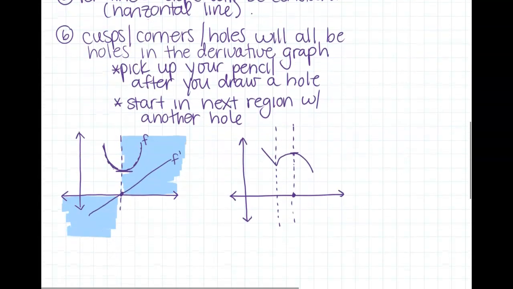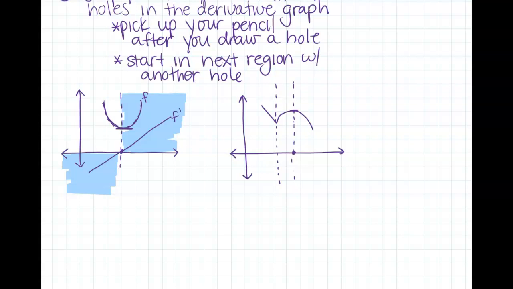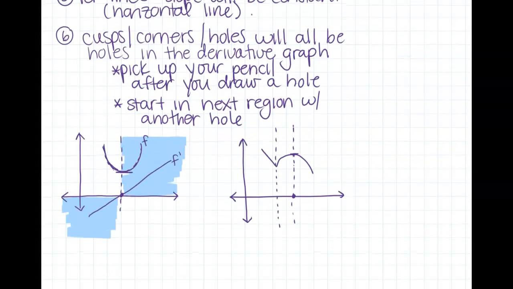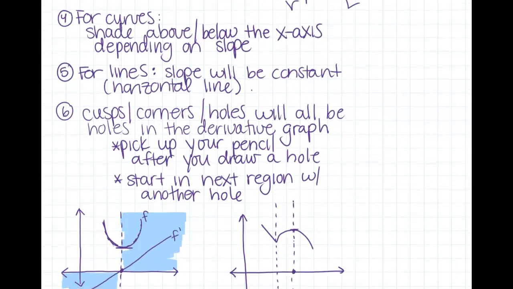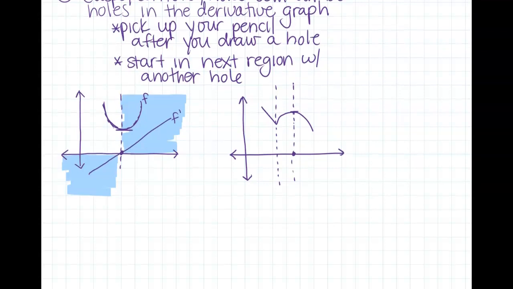For lines, slope will be constant. So really now we can just go left to right, okay? Actually, you know what? We should shade first. So to the left of this cusp, it's going down, so our slope is going to be negative. In between the cusp and the x-intercept, the function's going upwards, so we have a positive slope. And after that x-intercept, going downwards, so we have a negative slope.